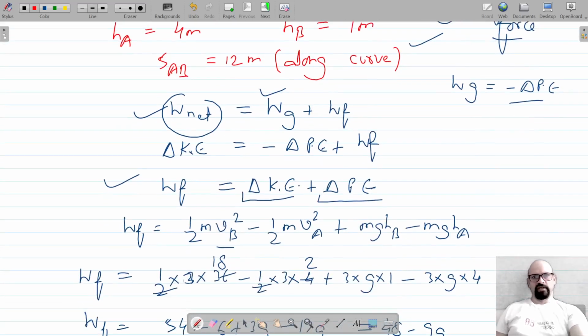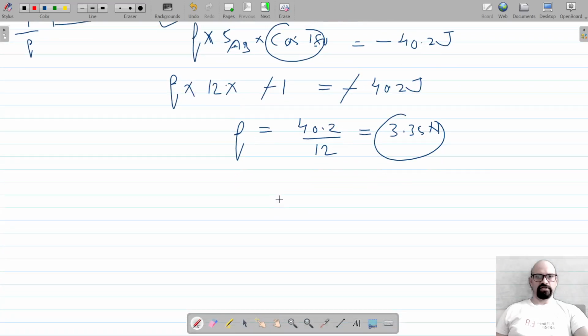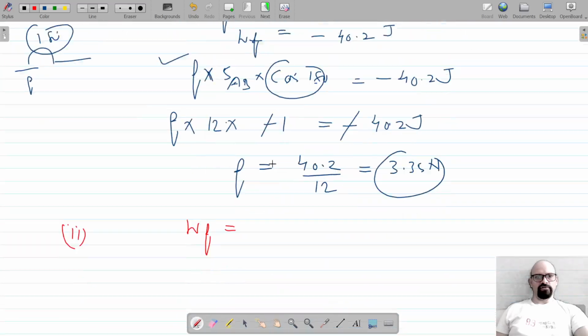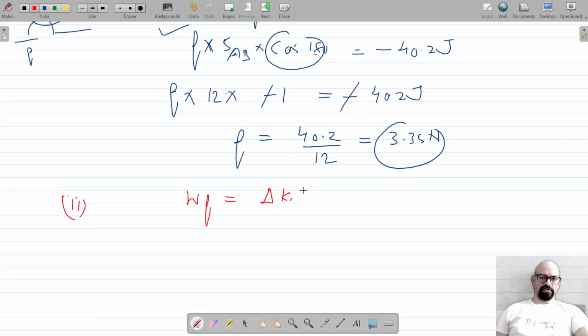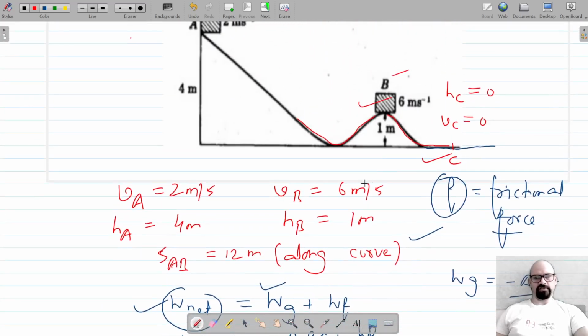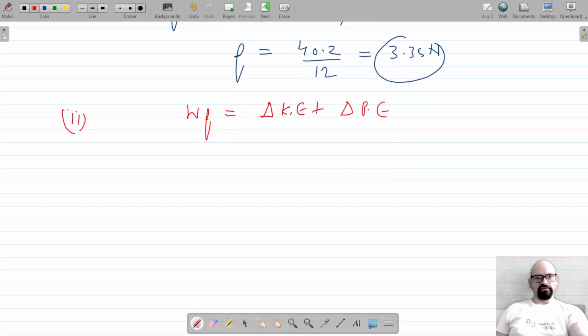We have to find this distance, how far it has moved when the force of friction remains the same. So we are going to use this very equation: work done by the force of friction is equal to change in kinetic energy plus change in potential energy. For this second part, the initial and final positions are B and C. So B is the initial position and C is the final position. Velocity at C is 0. Okay, so let's try to calculate this.